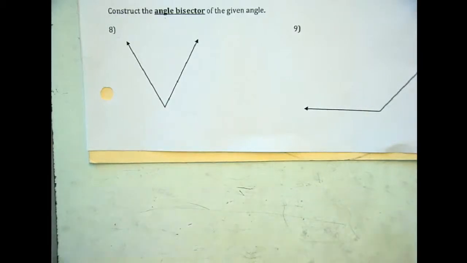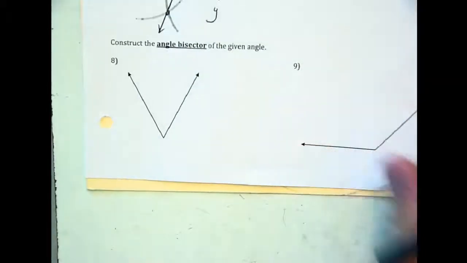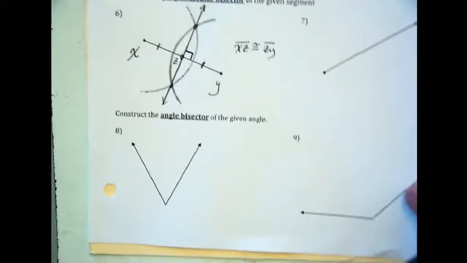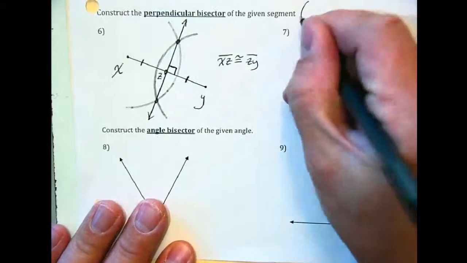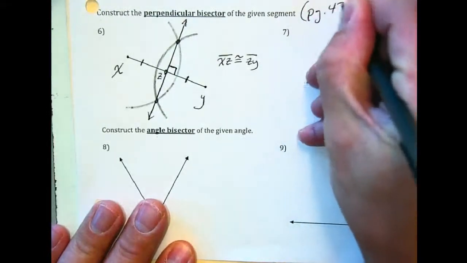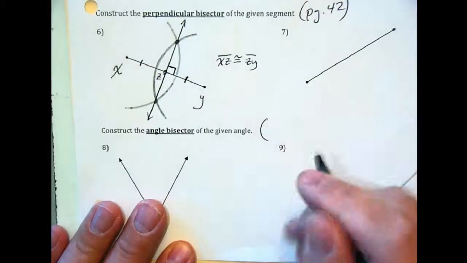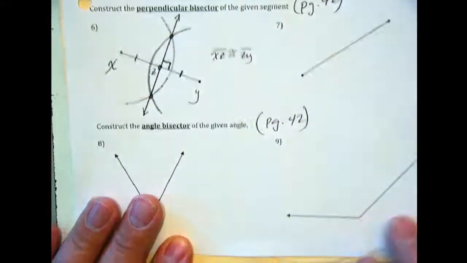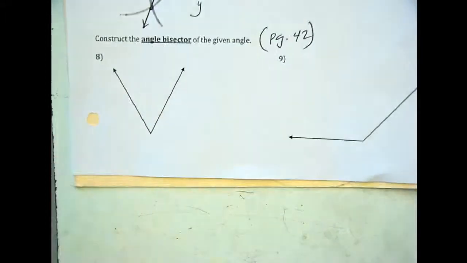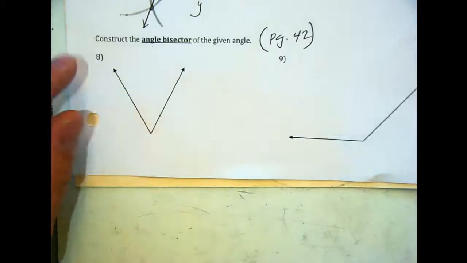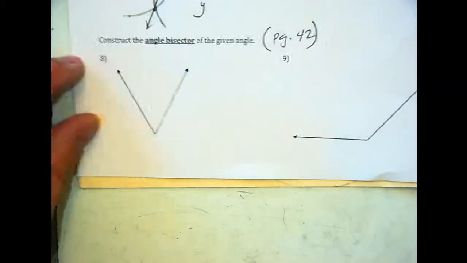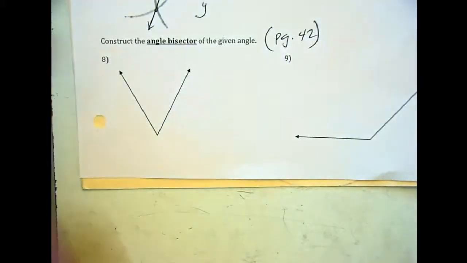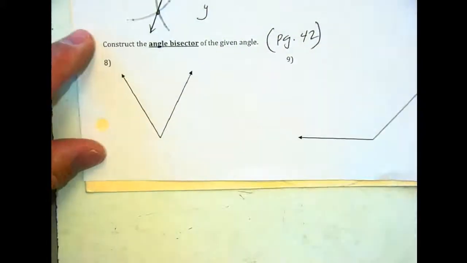But angle bisector. By the way, the perpendicular bisector is on page 42, so if you want to list that there of your text, page 42. And then the angle bisector is also page 42. You reference that in your book. All right, so angle bisector. What you're going to do is take your compass, and we're going to bisect this angle. Remember, what's bisect mean? Split it in half.